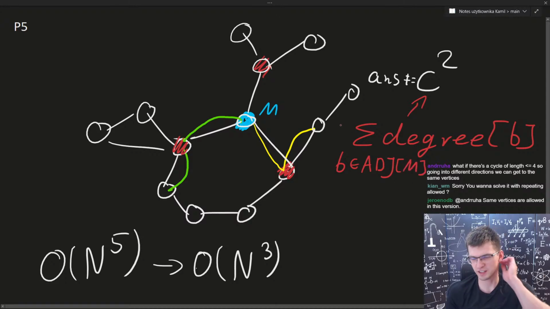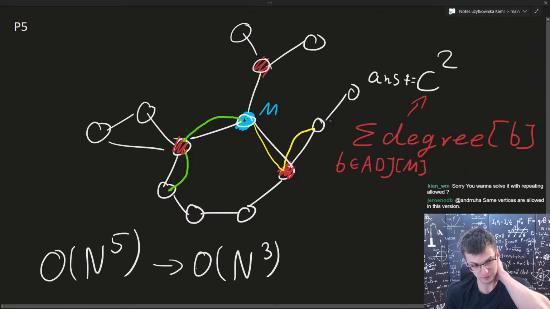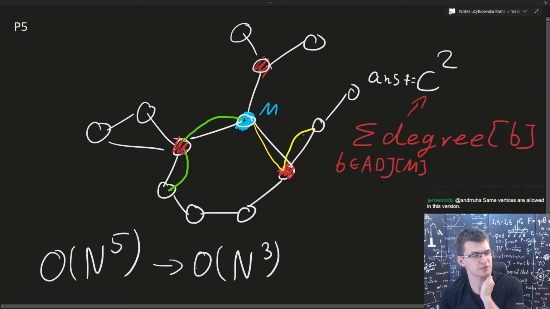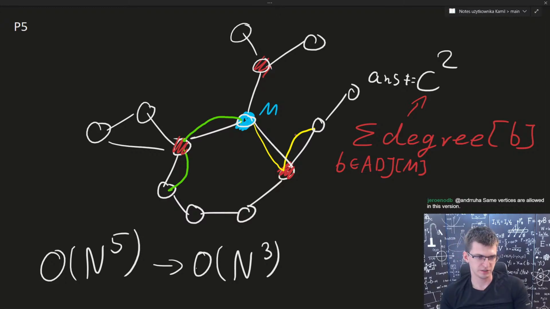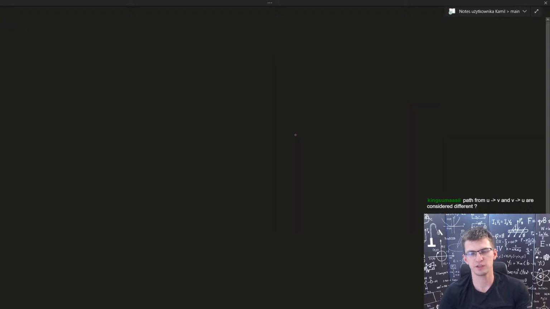This is C, the number of possible paths with two edges going out of M. Still, we are not interested much in this solution because it doesn't check for repetitions. Now, here's the real solution. Yeah, what if there is a cycle of length up to 4? Exactly, that's the issue. Here's the real solution.